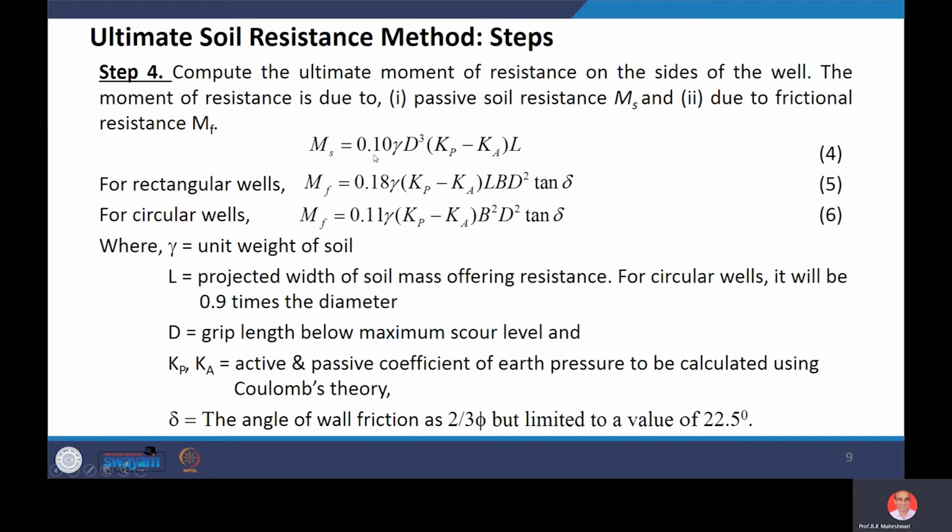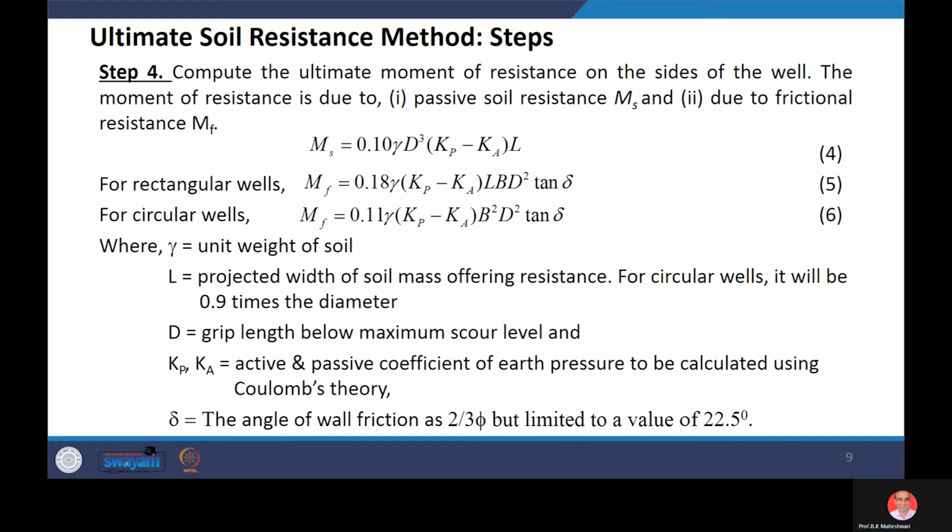In these equations, gamma is the unit weight of soil, L, which is coming here, is the projected width of soil mass offering resistance. For circular wells, it will be 0.9 times the diameter, while D is the grip length below maximum scour level, which is also called the depth of well foundation. I emphasize again here that capital D in all these well foundations is not the diameter of the well, rather it is used as the depth of the well foundation. So capital D will be the depth of well foundation, and that was the same thing in the case of Terzaghi's theory also.